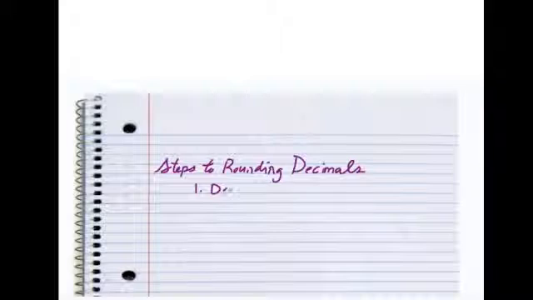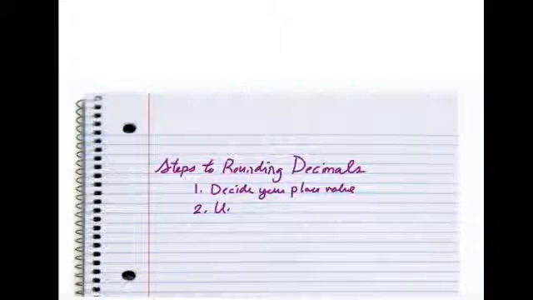Now this is very much an algorithm. It's very much a step-by-step process. As long as you follow the appropriate steps, you'll be able to do just fine. The first step is to decide your place value. And your place value is where you want your number to end. Okay? If I want my number to end in the hundredths place, I would decide on the hundredths place. If I wanted it to end in the tenths place, I would decide on the tenths place. And you're going to underline that place value, or the digit in that place, right?